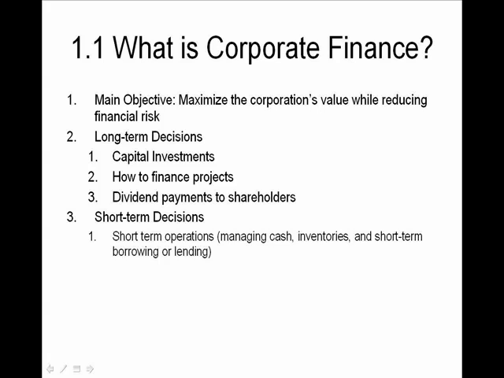However, the way decisions are made in corporations is very similar to how other forms of businesses make decisions. There are two broad decisions that are made in corporate finance. They are long-term and short-term decisions. Long-term decisions are generally capital investments like what projects to finance, how to finance projects, and dividend payments to shareholders. Short-term decisions generally involve the day-to-day operations of the corporation, such as managing cash, inventories, and short-term borrowing or lending.